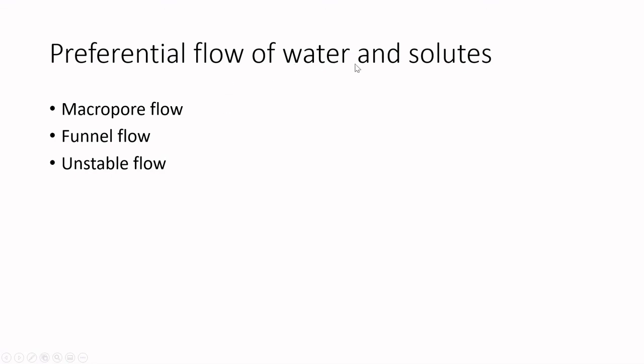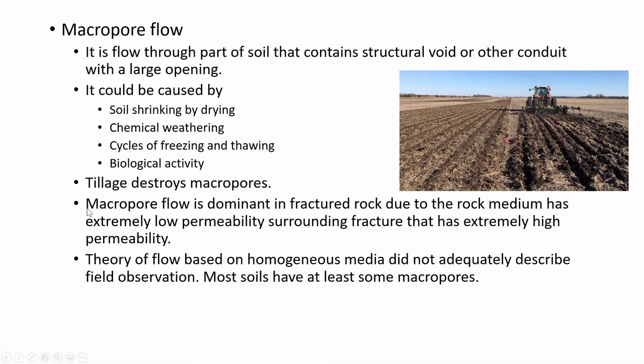Preferential flow of water and solute. Preferential flow means the water prefers to flow at certain regions of the soil. It is due to macropore flow, funnel flow, and unstable flow. Macropore flow is flow through part of the soil that contains structural voids or other conduits with a large opening. Basically you can imagine it as some kind of tube opening for the water to flow from the top to the bottom.